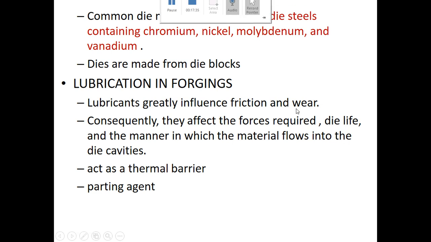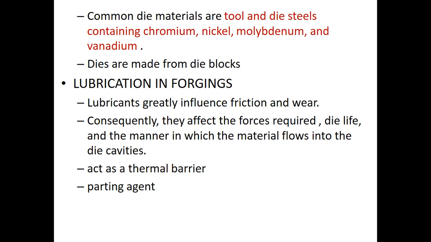Another important topic is lubrication in forgings. Why do we need to use lubricants? As we all know, the lubricants greatly influence friction and wear. So consequently, they affect the forces required and the flow of material in die cavities. They also act as a thermal barrier between the hot workpiece and the dies. And again, they prevent sticking between the dies and the workpiece, which means they serve as a parting agent.